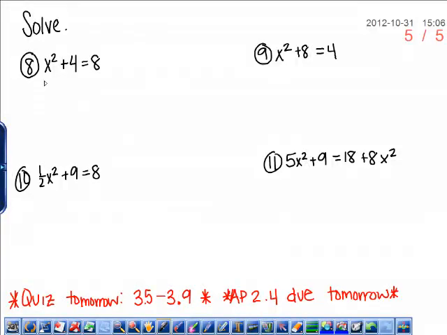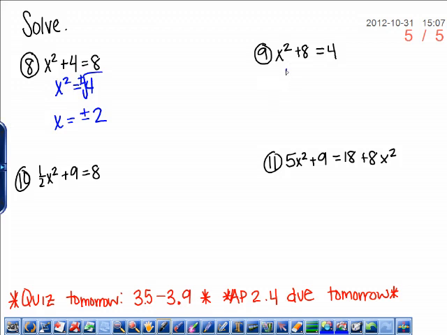Okay, let's look at 8. What would I do first? Subtract 4, so I get x squared equals 4. So x equals? Good. Because the plus or minus has nothing to do with real or imaginary. It's just whenever you write in the square root, you have to put a plus or minus. Because there are 2 numbers I could plug in here for x. 2 squared is 4 and negative 2 squared is 4.